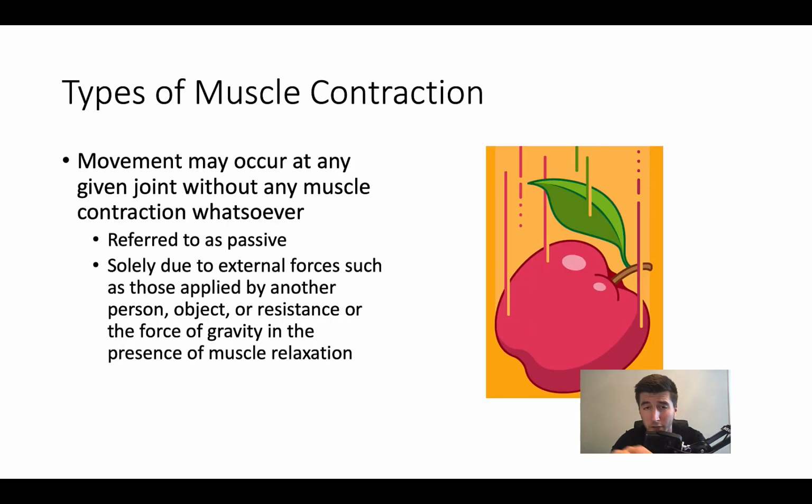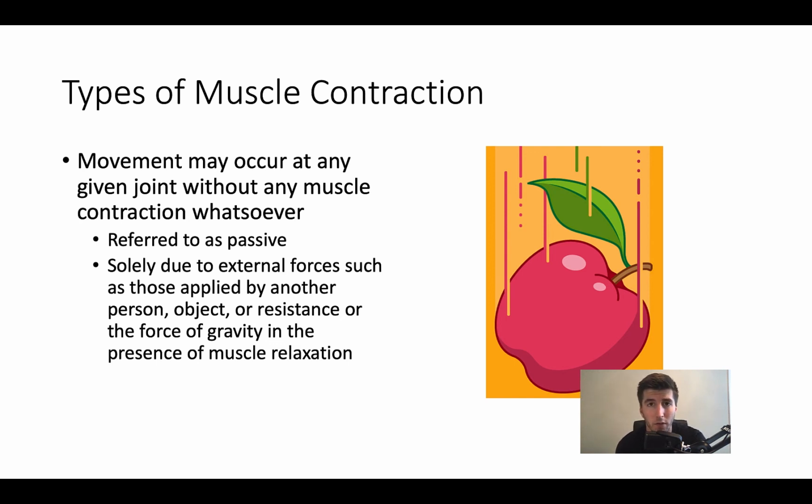Just because a joint is moving does not necessarily mean that there has to be muscle contraction occurring. I know that seems like it's going to fly in the face of what I just told you, but I want you to think about gravity here. I want you to stand up and hold your arm at 90 degrees and just allow your arm to fall down. Were you actively contracting your triceps or your biceps to let that happen?